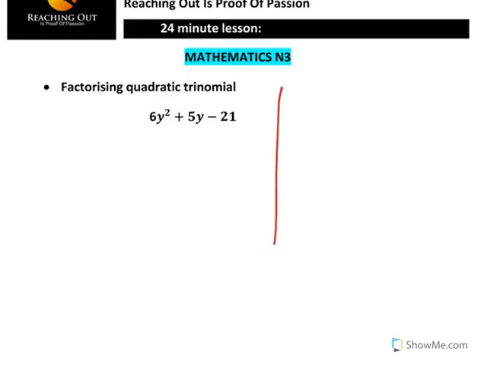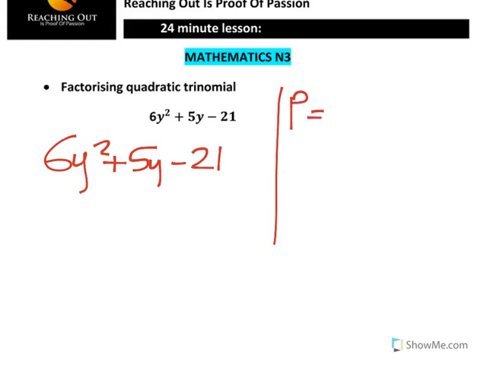Moving on again, you can try this on your own, but I'm going to do it much faster. You have got 6y squared plus 5y minus 21. I'm going to do this faster. My product, the times, is 6 times negative 21, which is minus 126. And my sum is positive 5. So I'm looking for two numbers, the factors, which when I multiply, I get minus 126, and when I add, I get a 5.